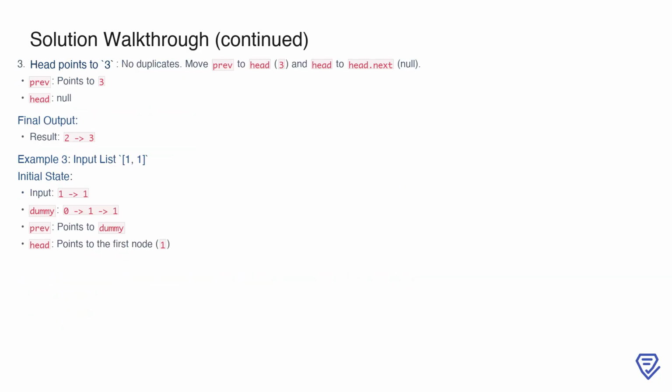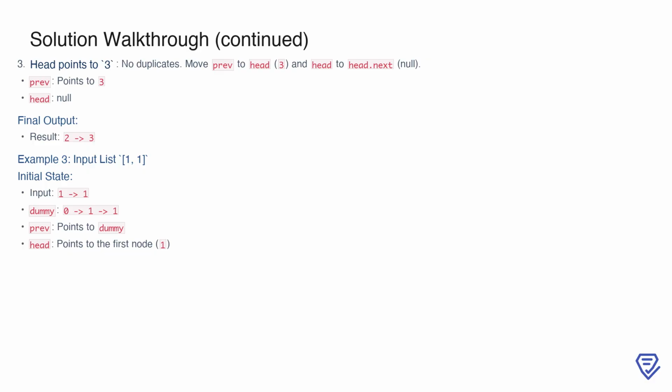When head points to 3, we confirm there are no duplicates, as head.next is null. This means 3 is unique. We move previous to head, making it point to 3, and advance head to null, marking the end of the list. The final result for this example is 2-3.